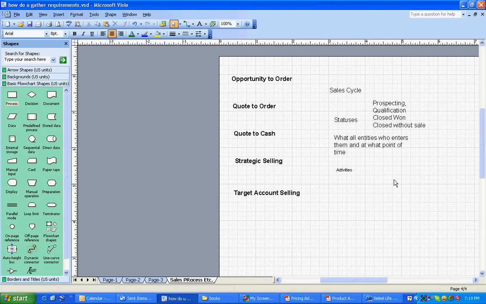Then they create certain types of activities. Activities could be demonstration involved, if it's code given, code accepted, things like that. This could be the statuses also. My whole point is, this is a sales cycle. Now you know what a sales cycle is, and there are multiple things involved in it.